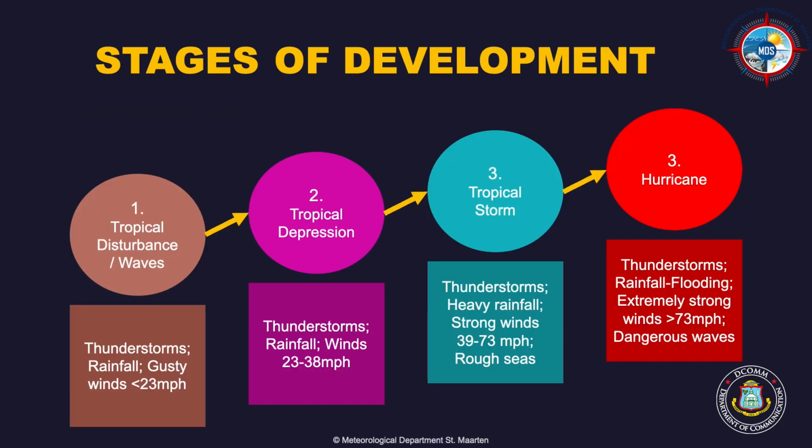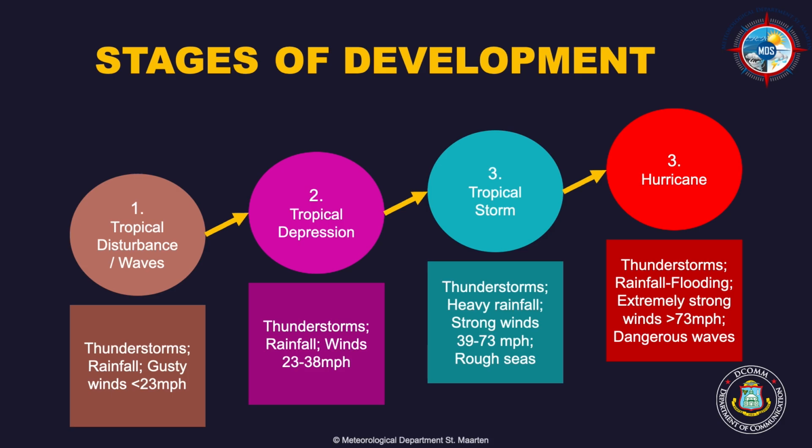Stages of development. The first thing that happens is a tropical wave, the area of disturbance, where you have thunderstorms, a little gusty winds, winds less than 23 miles an hour, and some rainfall. Just a tropical wave, a little something passing. You hear the rumbling of the thunder. Now, if the sea surface temperatures remain above 26.5, as we previously said, or very warm, and everything is right for development, it continues to grow.